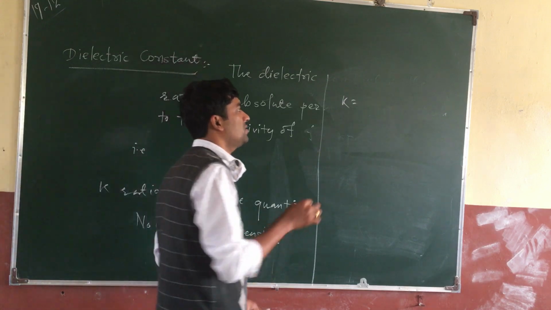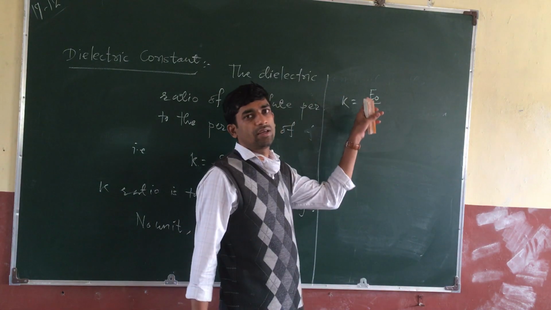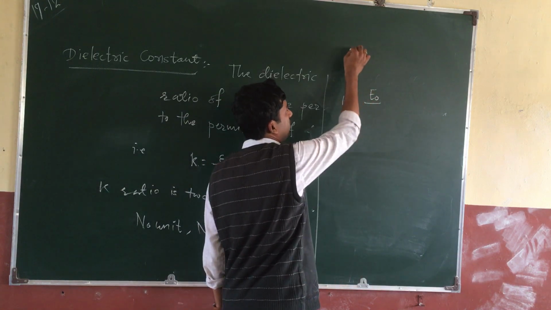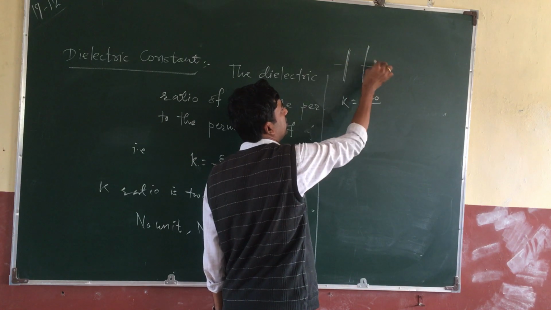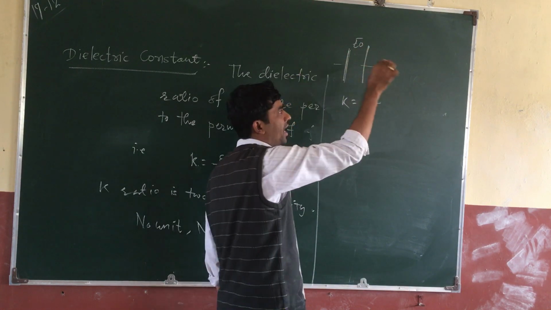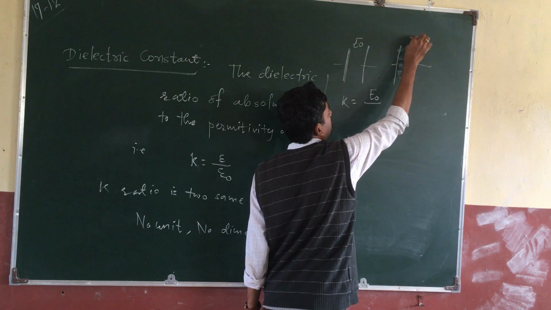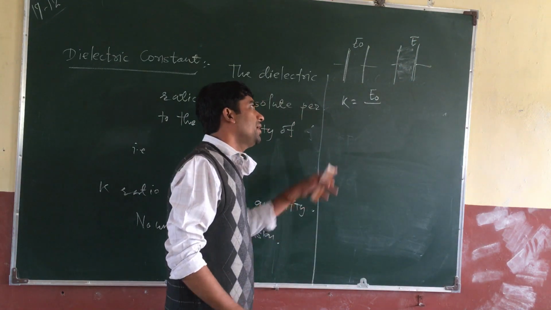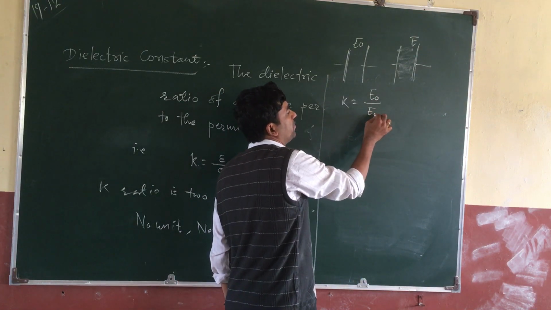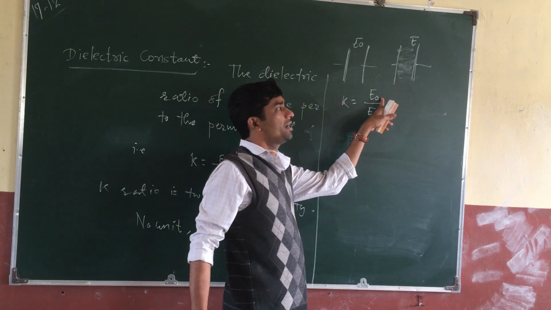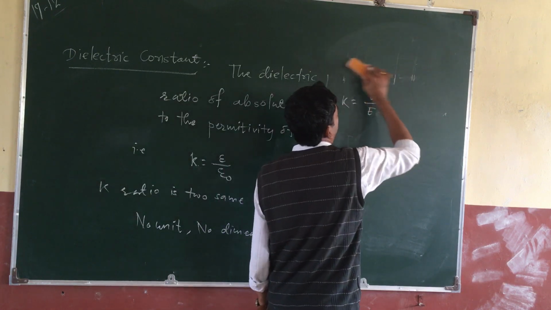So what is dielectric constant? If there are two plates of a capacitor and between these two plates there is nothing, that is a vacuum, then the total electric field is E naught. And if there is dielectric material between the two plates of the capacitor, then the net electric field is E. So dielectric constant can be defined as the ratio of the electric field without dielectric, E naught, and the electric field with a dielectric. So it is the ratio of E naught divided by E.